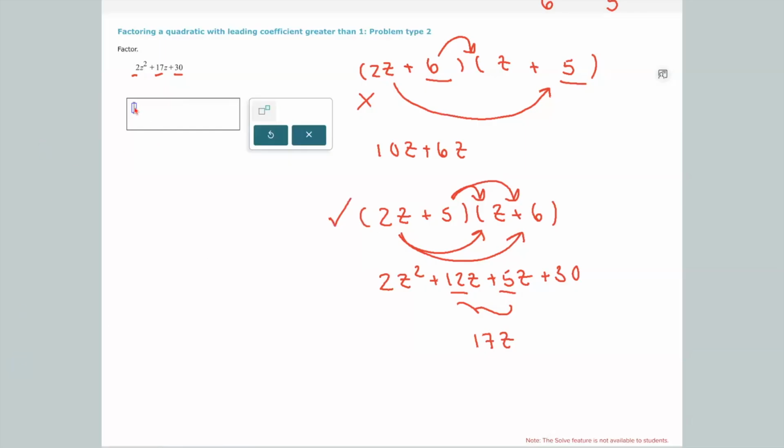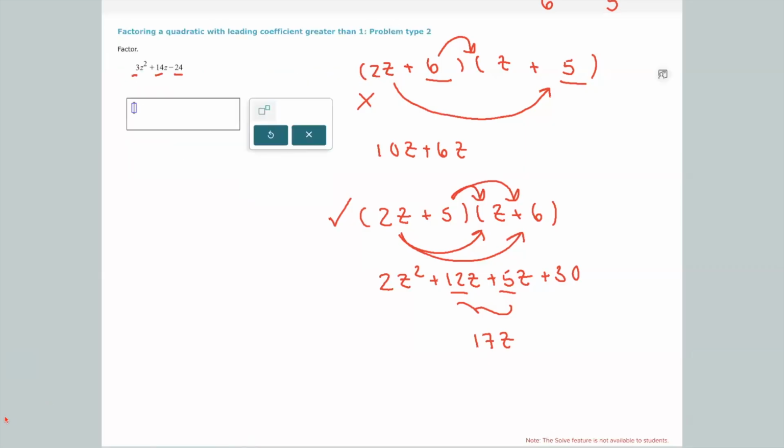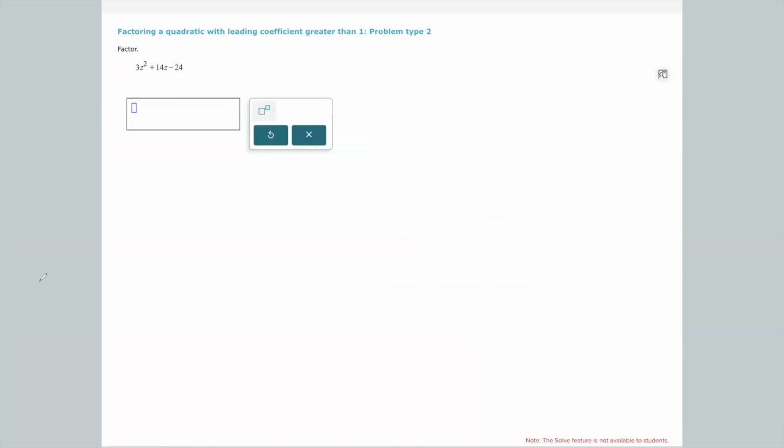So let's check our work. All right, so we have 2z plus 5 times z plus 6, and let's check. Something went wrong again. I don't know what's wrong with the internet. I'm going to refresh the page, and that's okay. We'll try another one. Let me clear the drawings. All right, let's try this one.